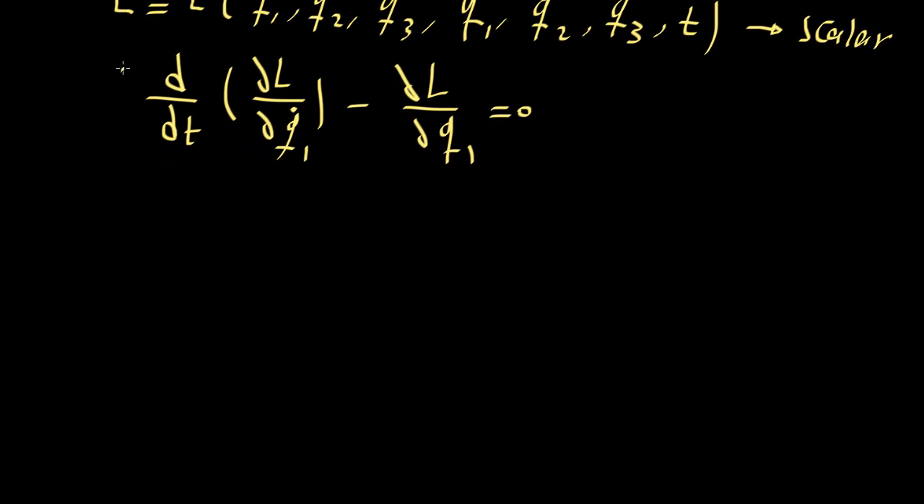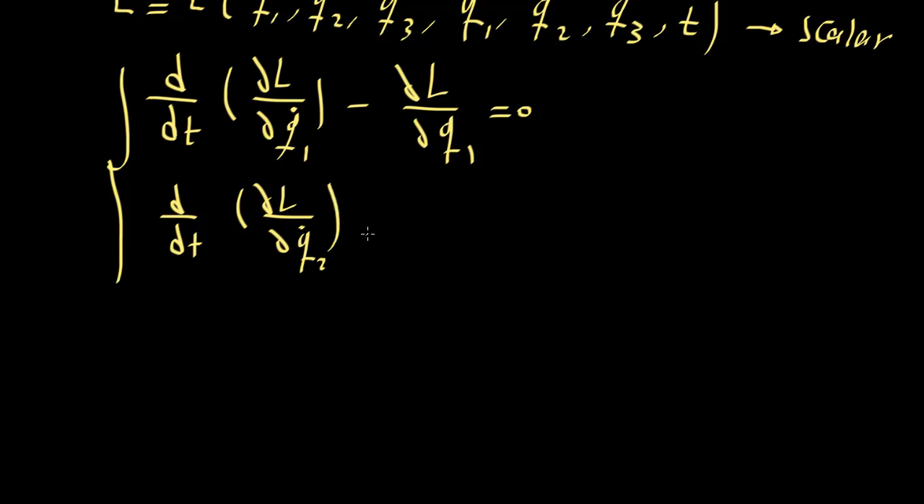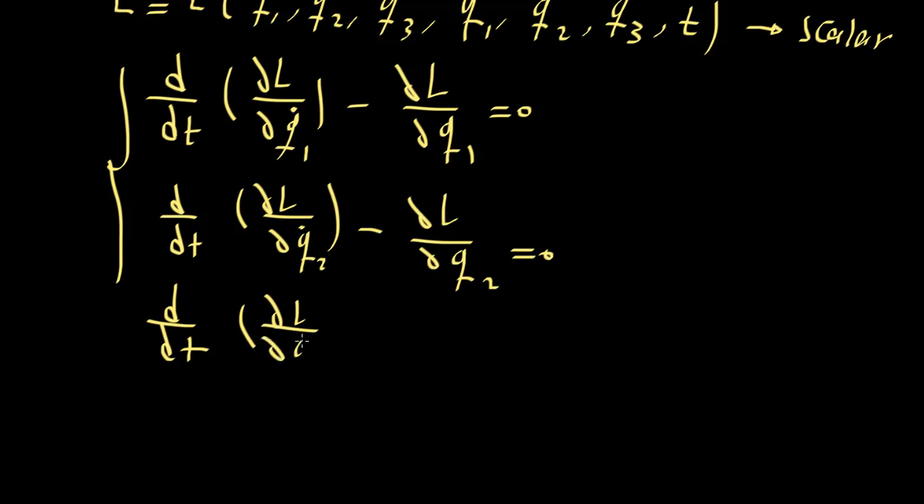Same thing for the other 2 degrees of freedom. So d over dt, derivative of L with respect to q2 dot, minus derivative of L with respect to q2 equal to 0. And the last equation, derivative of L with respect to q3 dot, minus derivative of L with respect to q3 equal to 0.